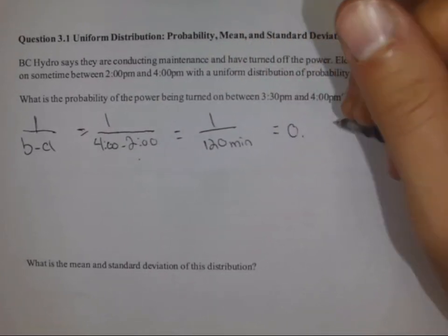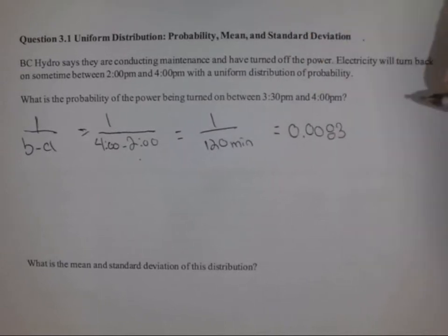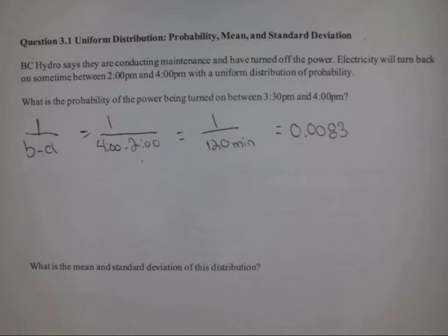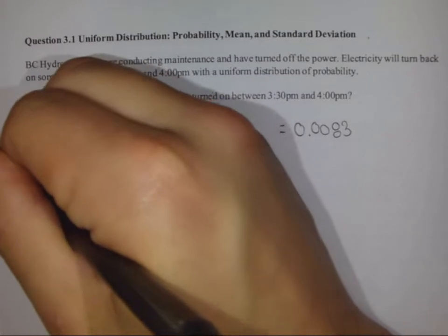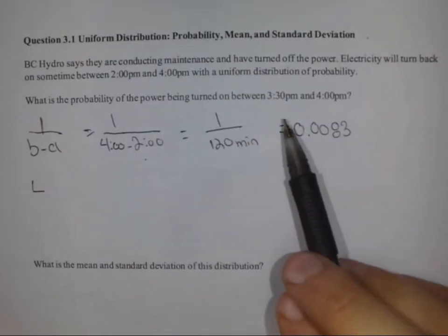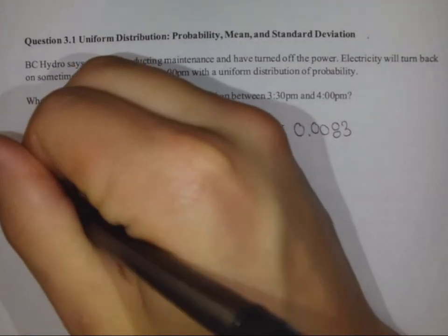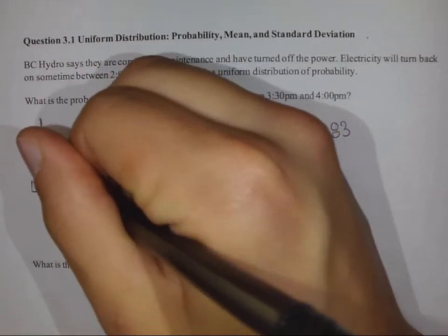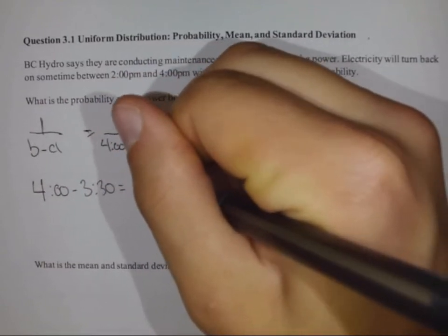which equals 0.0083. Now we can determine the length. Our length is between 3:30 and 4. So b minus a, 4 minus 3:30 equals 30 minutes.